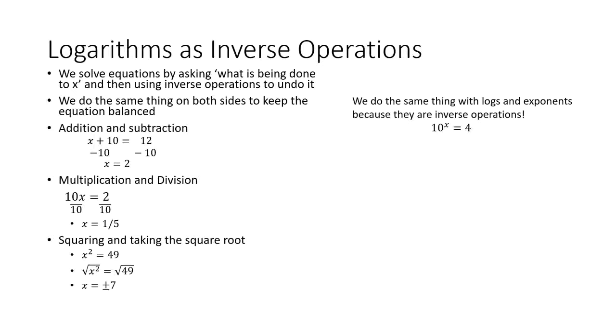I now need to take the log base 10 of both sides to keep it balanced, and now I've got x equals log base 10 of 4. You might need to put that in your calculator depending on what the directions say, but you would put that in your calculator and that would be your answer. Now, what happens if I have an equation like this? Same thing. I ask myself, what's being done to x? I'm taking the log base 10 of x. How do I undo that? I make it the exponent of base 10. And remember to do that to both sides.